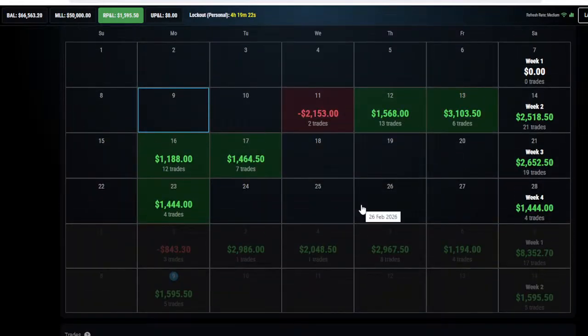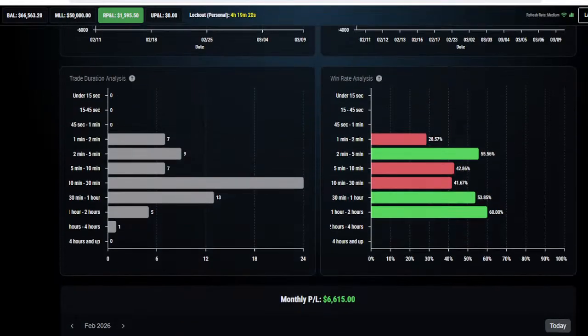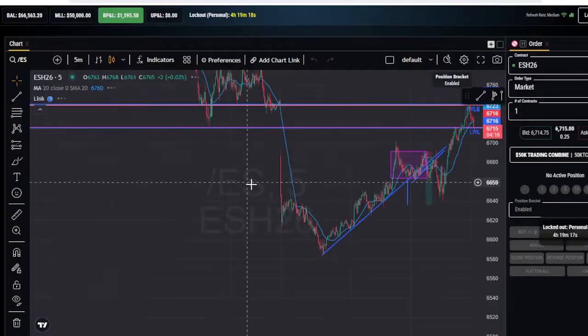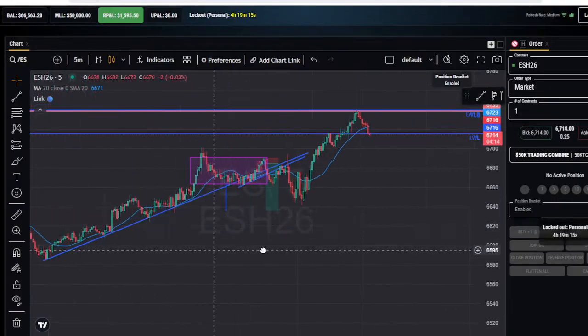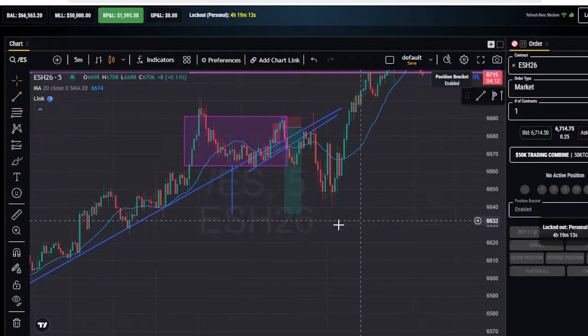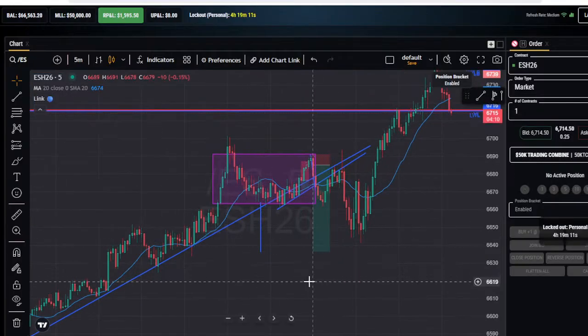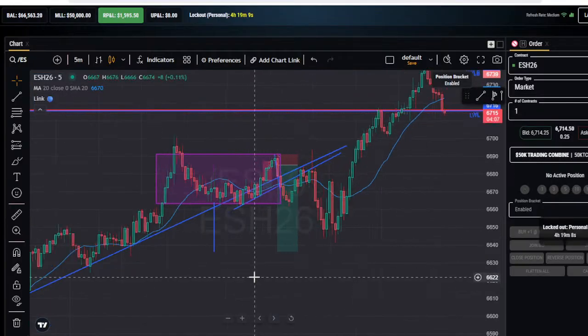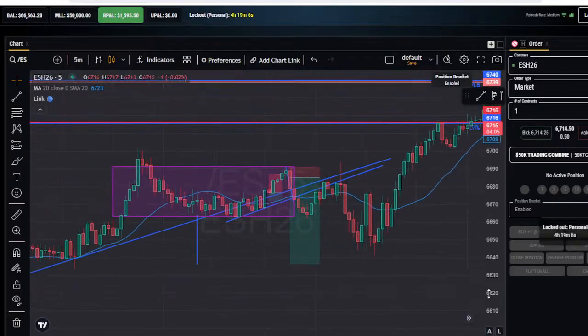In the future, I should just size down or take the micro contracts so I avoid getting blown accounts all the time. For today, let me show you my 3 trades.